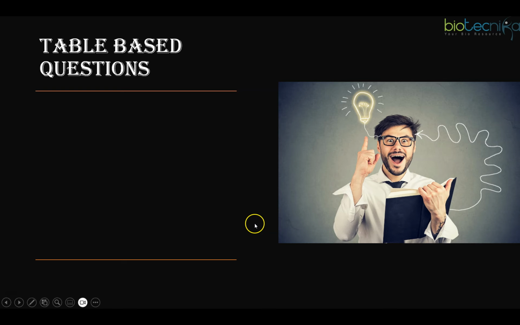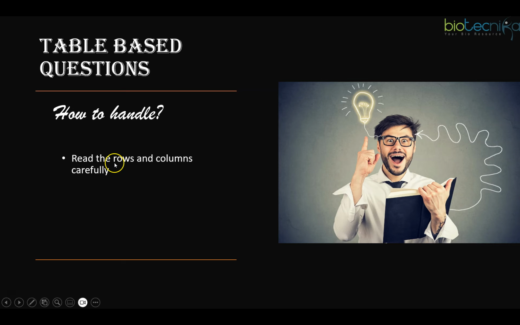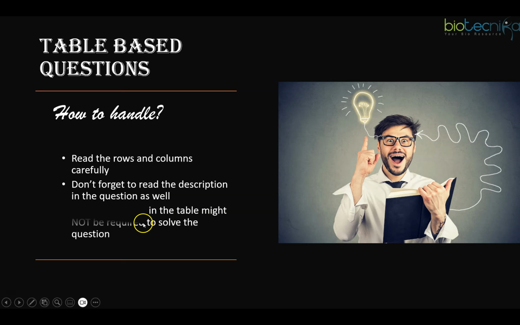Fine. The next type of questions are table-based questions. For a table, you have to see the rows and columns very carefully. Okay, because sometimes, as I said, just like graphs, they can change the type of questions, they can change the rows and headings. Okay, it may not be the conventional table that you might have seen in your books or notes, right? Then you have to see how the description in the question is matching with the table and what it is exactly asking. And all the data provided in the table might not be required to solve the question.